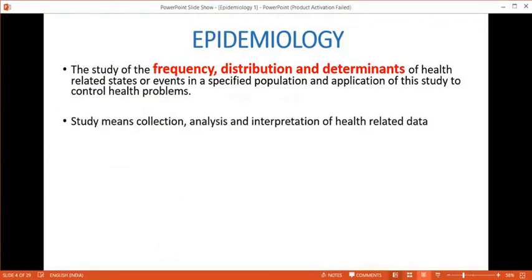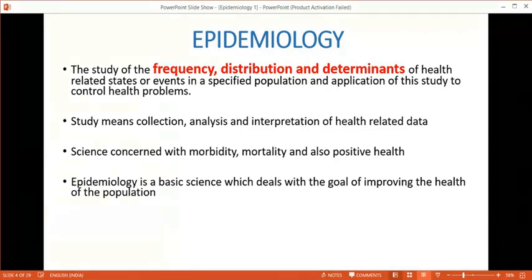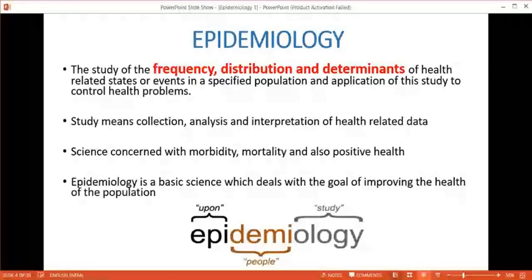So the study means it's a collection, analysis, and interpretation of health-related data. The signs concerned will be the morbidity, mortality, or also it can be good positive health. Epidemiology is a basic science which deals with the goal of improving the health of the population. The main aim at the end point is that we need to know that the population is healthy. That is the main purpose of this epidemiology.